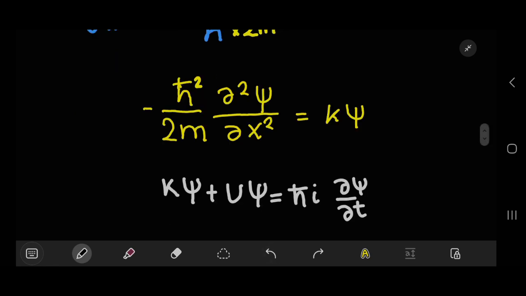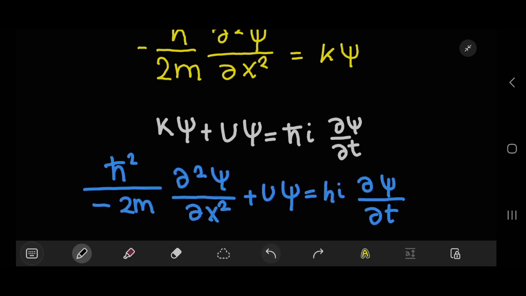Now, for the second time, we could substitute in our first equation. We could replace Kψ by −ħ²/2m times ∂²ψ/∂x². We'll get −ħ²/2m ∂²ψ/∂x² + Uψ = ħi ∂ψ/∂t. And that's the interpretation of Schrödinger's wave equation in one dimension.